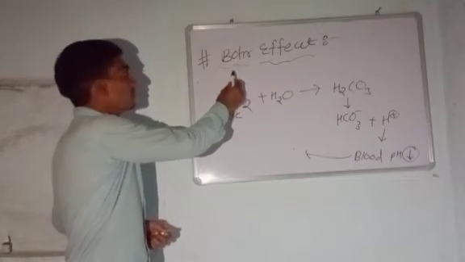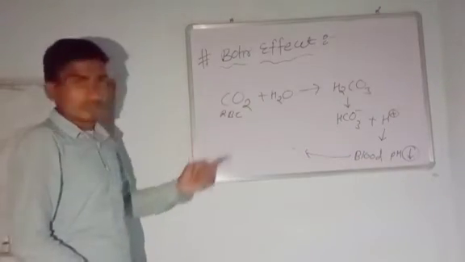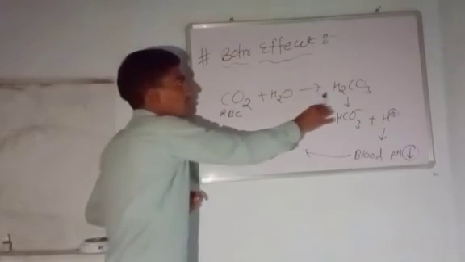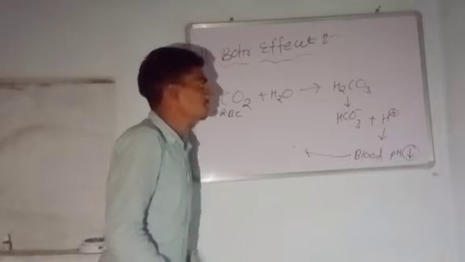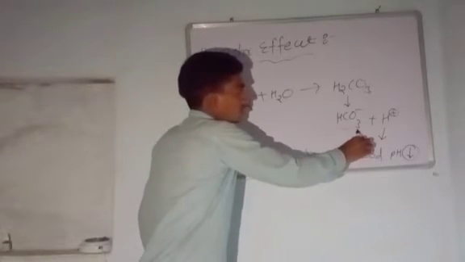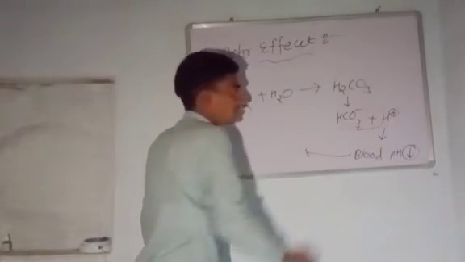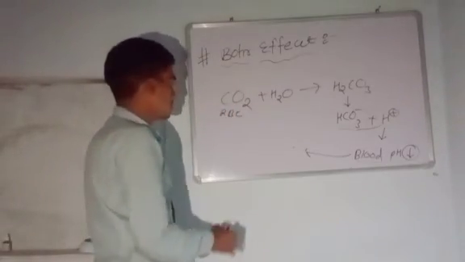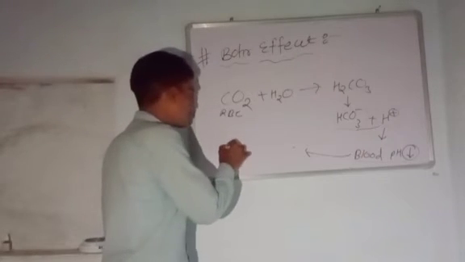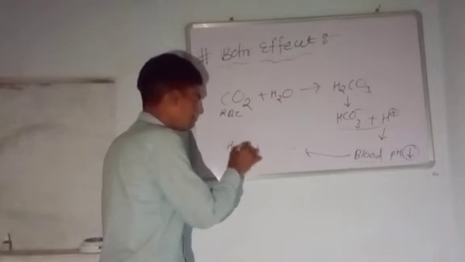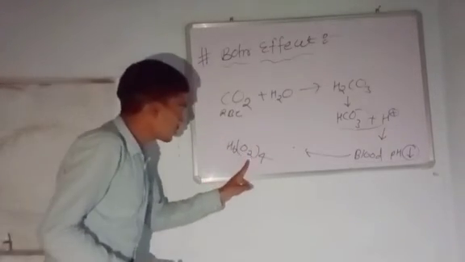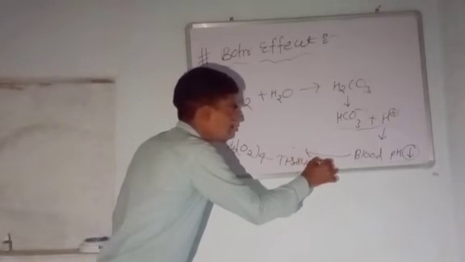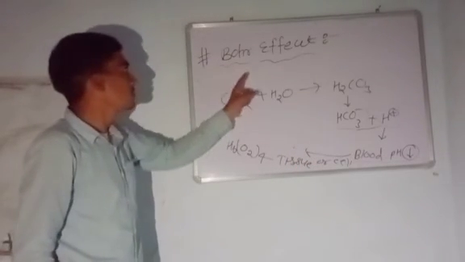This point is very important, that is the Bohr effect. We know that in RBC CO2 and H2O are present, and they form H2CO3. It is carbonic acid and it further divides into proton and bicarbonate ion. That means here in blood pH decreases. This condition is responsible for release of oxygen from oxyhemoglobin. That means oxygen is easily released in tissue or cell. This is known as the Bohr effect.